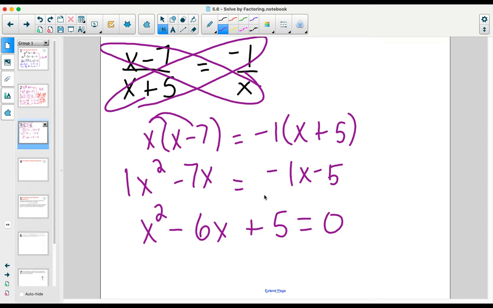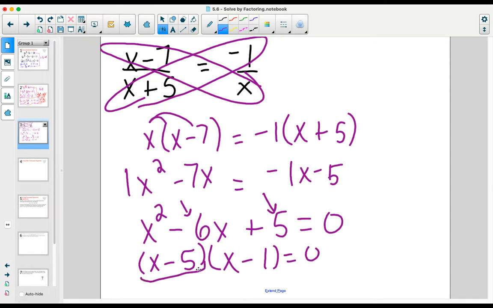We're looking for two factors that multiply together to make 5 and add together to make negative 6. That's pretty obviously negative 5 and negative 1. Embracing again the zero product property, one of these has to be equal to 0. So in order for that to happen, we have either x is equal to 5 or x is equal to 1. And if we write our solution set, we get 5 and 1.